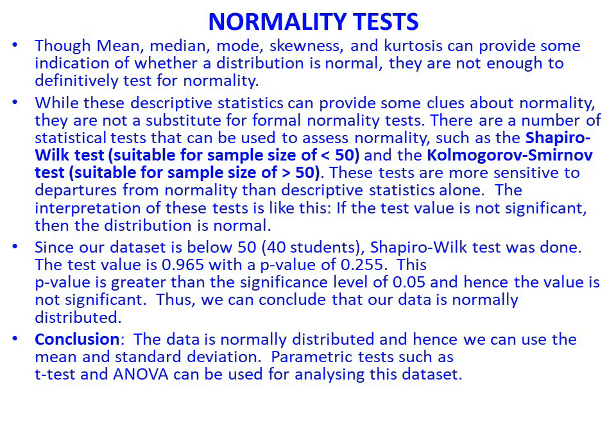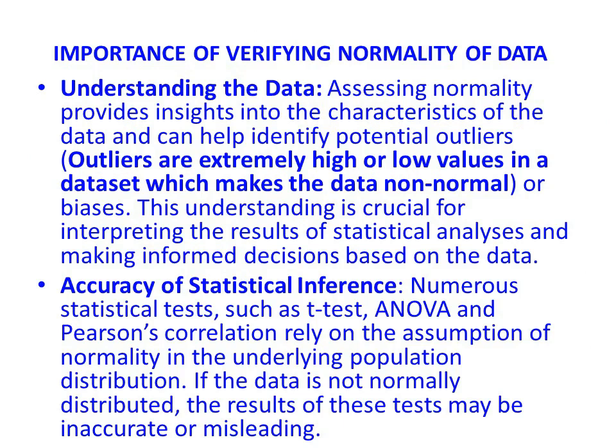Conclusion. The data is normally distributed and hence we can use the mean and standard deviation. Parametric tests such as t-test and ANOVA can be used for analyzing this dataset. Importance of verifying normality of data. Understanding the data. Assessing normality provides insights into the characteristics of the data and can help identify potential outliers or biases. This understanding is crucial for interpreting the results of statistical analyses and making informed decisions based on the data.